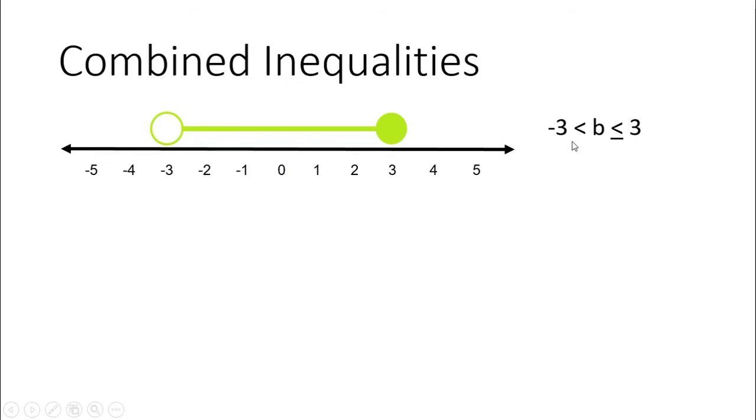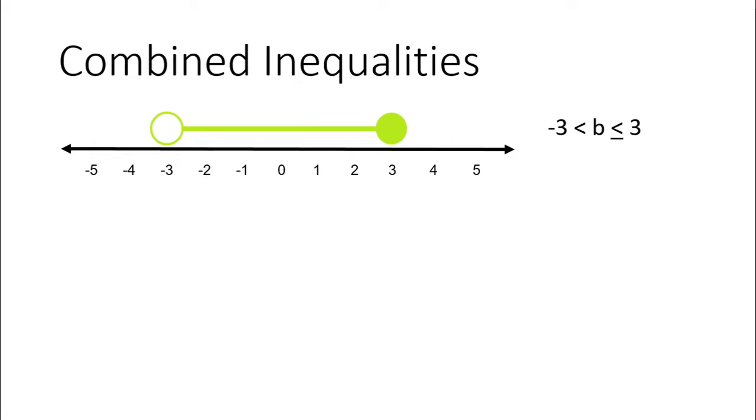If the inequality is not underlined, like this one here, it shows that b is greater than -3, but not equal to -3. So we've got an open circle on the lower boundary, -3, and a line coming up from there, all the way up to and including 3, which is my upper boundary.